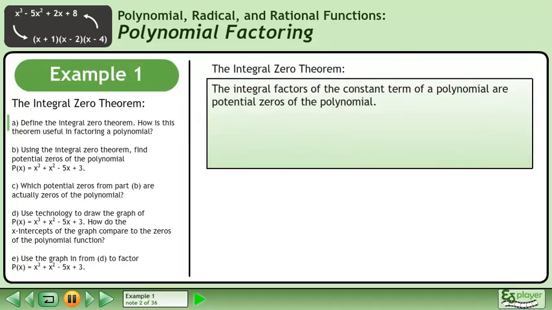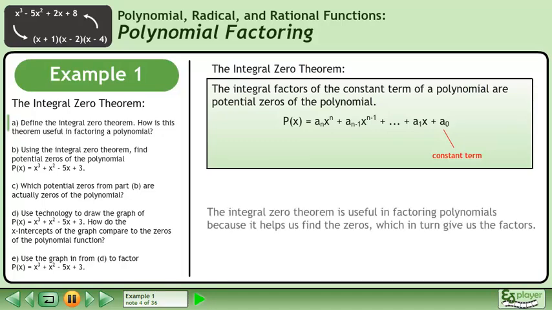The integral factors of the constant term of a polynomial are potential zeros of the polynomial. Recall that in the general form of a polynomial, the constant term is placed at the end of the polynomial. The integral zero theorem is useful in factoring polynomials because it helps us find the zeros, which in turn give us the factors.